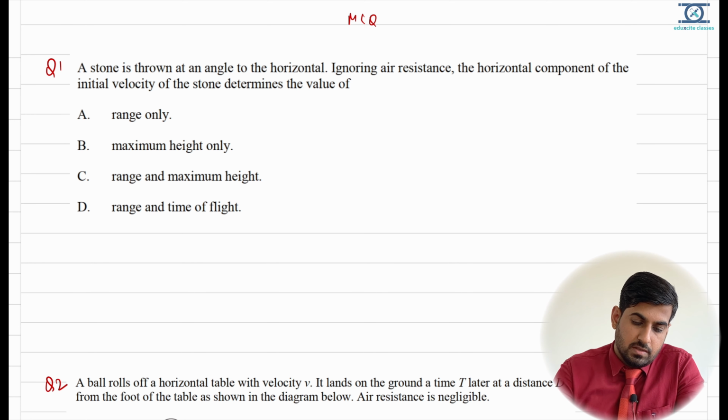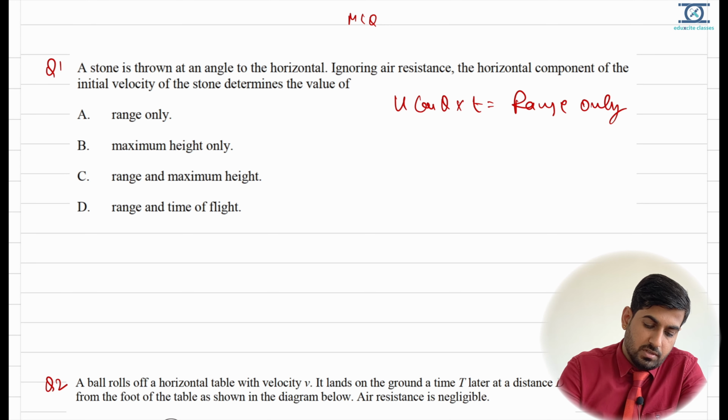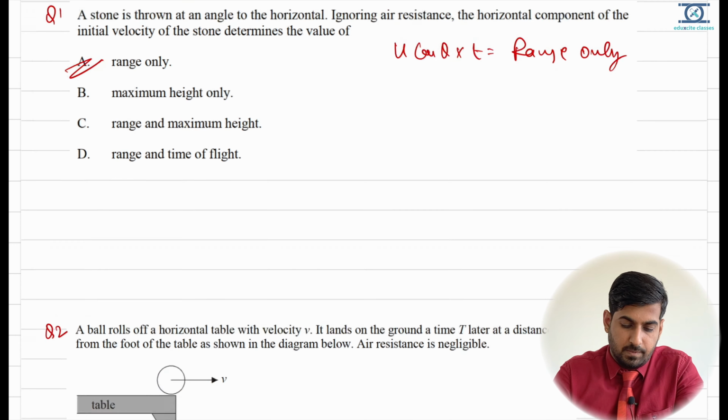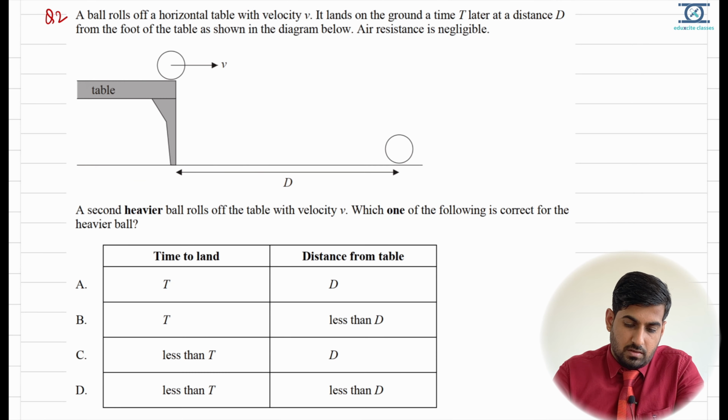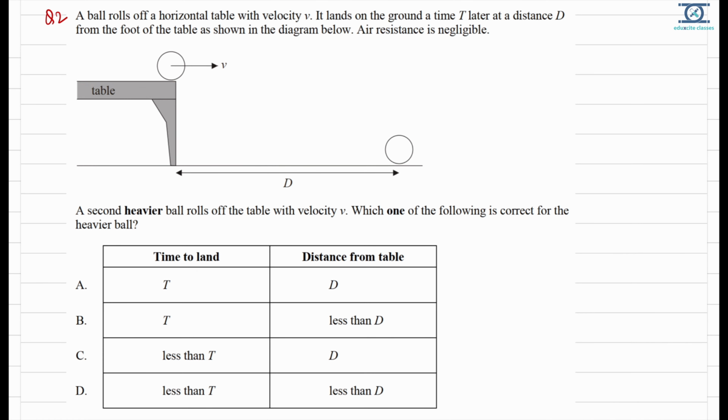Okay. So the stone is thrown at an angle to the horizontal. If we ignore air resistance, the horizontal component of the initial velocity of the stone determines the value of... We have solved that u cos theta times t gives us the range only. So option A is the right answer. Now pause the video and solve question number 2.